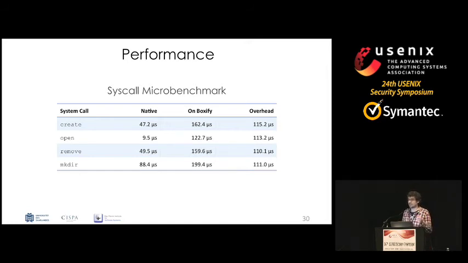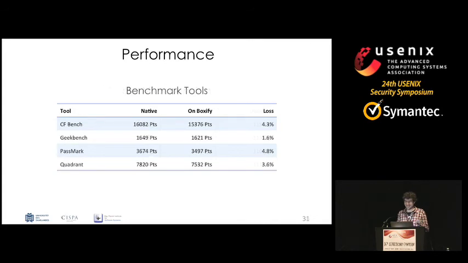Because we introduce a new IPC round trip between the target and the broker, we incur a constant overhead of about 110 microseconds. In absolute numbers, that overhead is not high. In relative numbers, we didn't even dare to compute them. Let's look at some more realistic benchmarks. In order to find out what the real slowdown would be, we ran a couple of benchmark tools on top of Boxify and natively and compared the scores that they output. And we can see that the loss here is just about 5%. And also, if you run an app within Boxify and play around with it, you don't actually notice any slowdown.